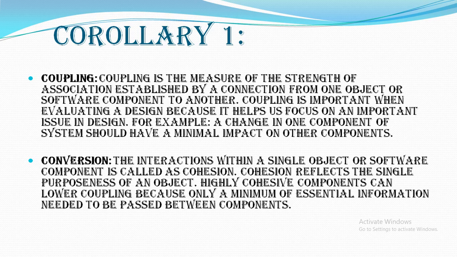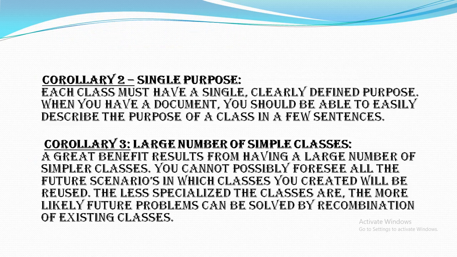Corollary 2, cohesion. The interaction within a single object or software component is called cohesion. Cohesion reflects the single purposefulness of an object. Highly cohesive components can lower coupling because only a minimum of essential information need be passed between components. Corollary 2, single purpose. Each class must have a single, clearly defined purpose.